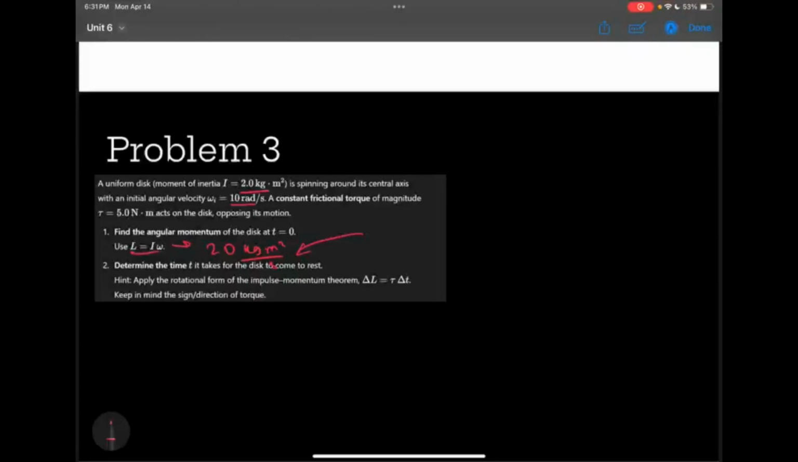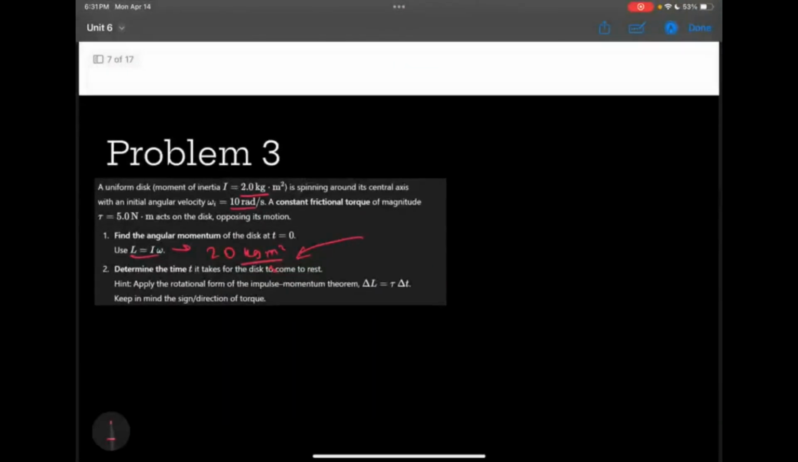Now, determine the time t it takes for the disk to come to rest. Here's where we can apply the knowledge from this unit. So we know that the change in angular momentum is equal to the torque over time, and we have some torque, and it's applied for some time t, right?